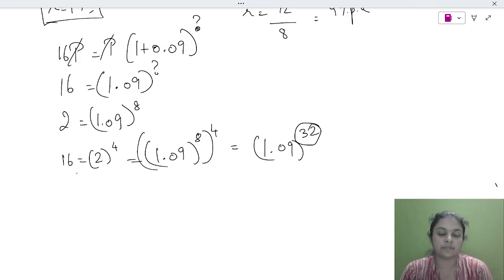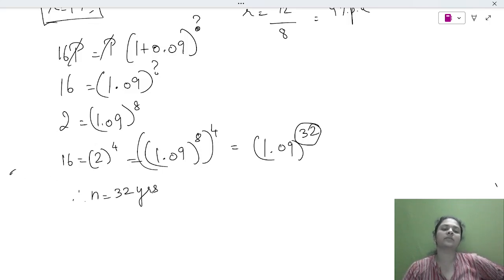So when I do some 32 times, I am getting 15.9, something like that. Can you confirm? 15.7 or 15.8 something I am getting. So which is approximately equivalent to 16. So therefore n is equal to 32 years.